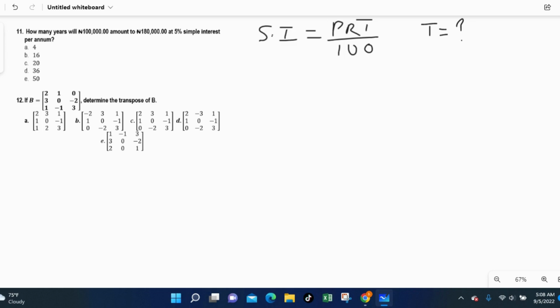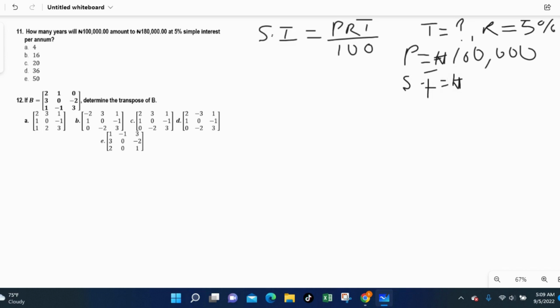We have been given our rate to be 5%. And we have been told that our principal, which is the amount you were formerly given, which can be in dollars, naira, or whatever currency, is 100,000. And we are told that the simple interest, that's the amount accumulated after you got your interest, is 180,000. Now we are requested to find the time.